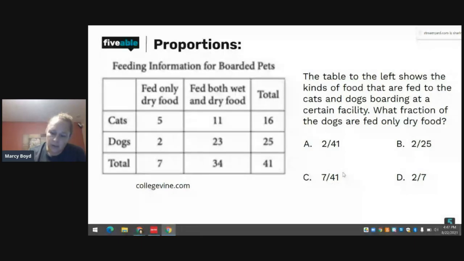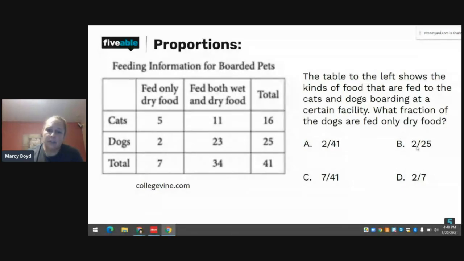The rest, though, what happens is some of my test takers will look at this and say, all right, the dogs that eat only dry food, 2 of them out of 41, because the total is 41, right? But it says what fraction of the dogs are fed only dry food. This 41 includes the cats as well. Okay, so that's how I could rationalize it and how I could argue against it, right? And if I can argue against it, it's probably not true.